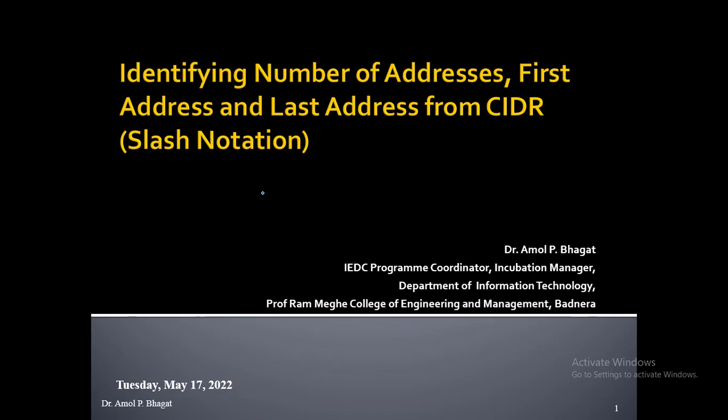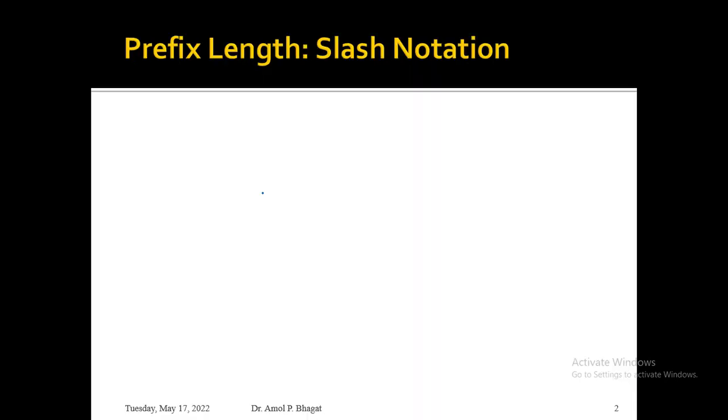using IP version 4 addresses, right? In today's session, we'll be discussing the CIDR notation, which is also called CIDR or slash notation. Okay, and from those slash notations used to indicate the IP addresses, how to identify the number of addresses used, right? Then the first address and the last address, and how to identify these three different values from the given CIDR address.